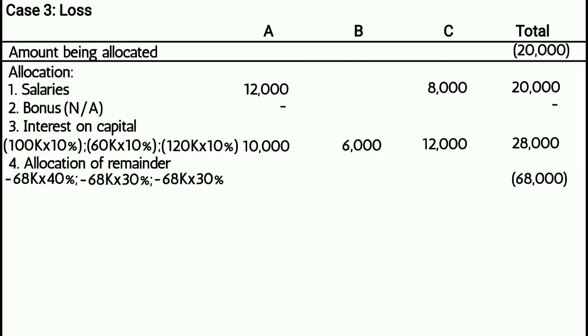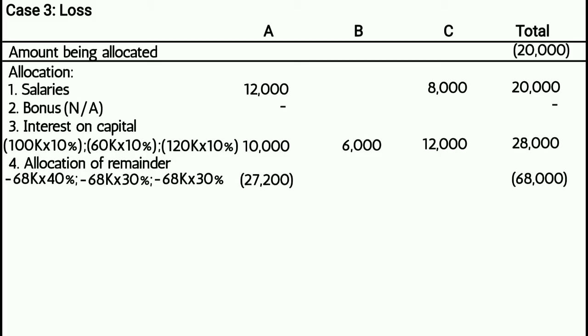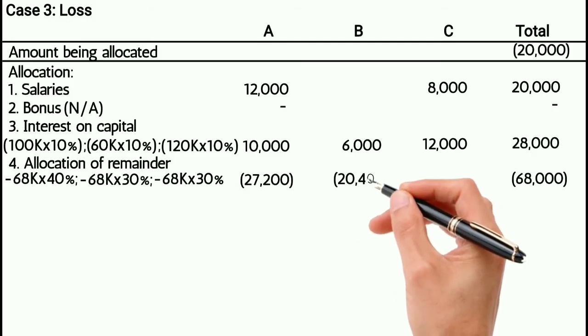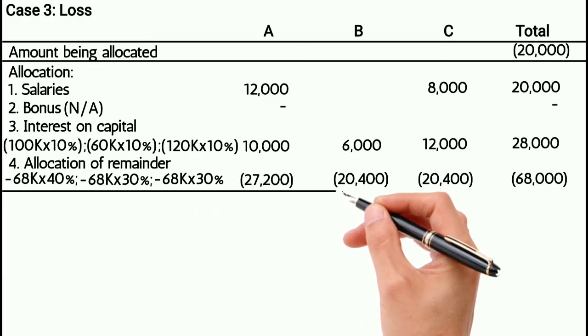Negative 68,000 pesos times 40%, that is equal to negative 27,200. Negative 68,000 pesos times 30%, that is equal to negative 20,400 pesos. For C, negative 68,000 pesos times 30%, that is equal to negative 20,400 pesos. All in all, of course, negative 68,000 pesos.